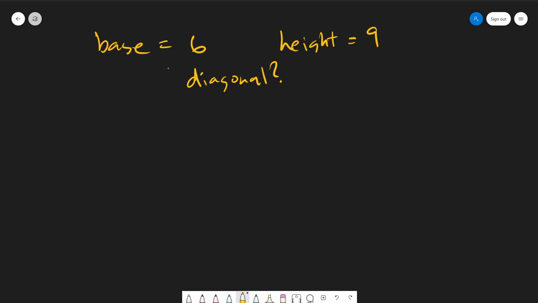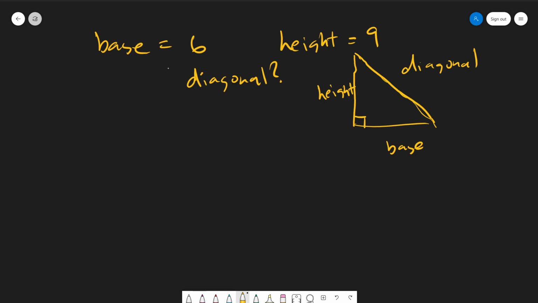So I might have the base of my triangle as 6, and then the height of my triangle as 9, and I've got to figure out what the diagonal is. This is the same question. We've got a base, and we've got a height, and we want to find that diagonal. So we've got a 90-degree triangle. Our base is 6, and our height is 9. We're going to say meters, because we want to find some real heights.